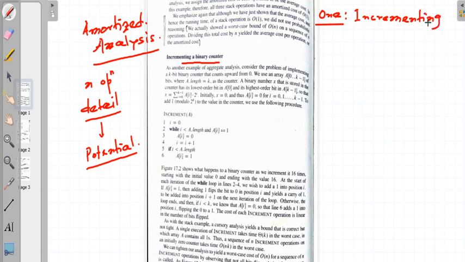This incrementing binary counter we will analyze first with aggregate analysis. Let us see how we can analyze this. This is a different flavor other than the stack we have discussed.